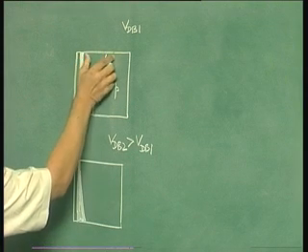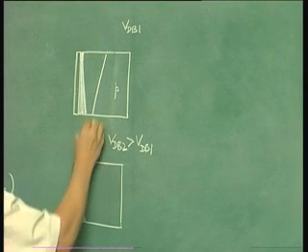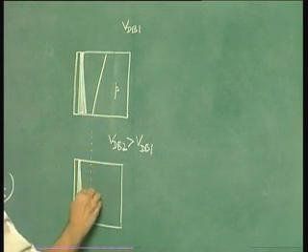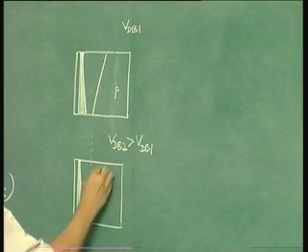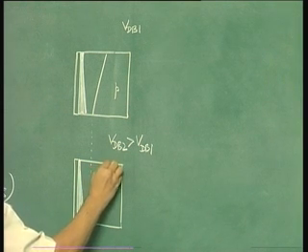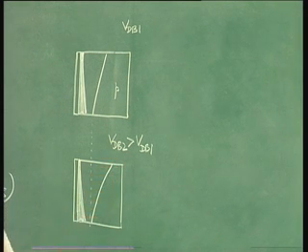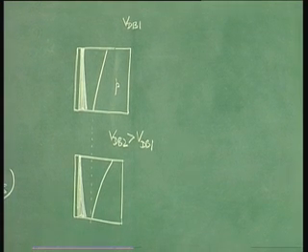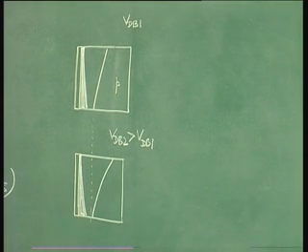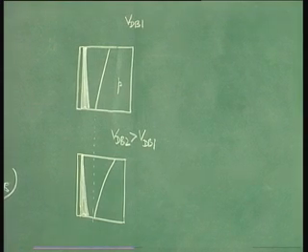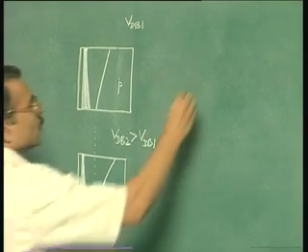But this depletion layer is wider. So at the source it remains the same, but at the drain it is wider. So this VDB2 greater than VDB1. Now clearly from here, if you want to show the current variation, it will be as follows.